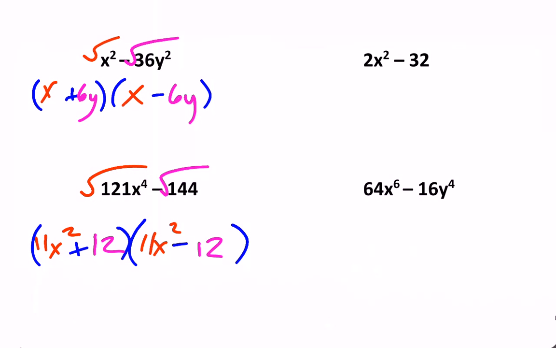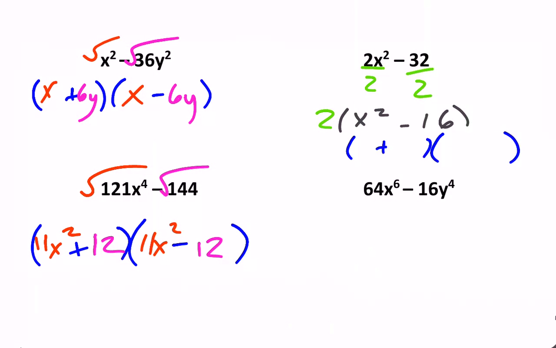My next problem does have a GCF, so I have a 2 that I can take out, and that leaves me with x squared minus 16. Now that x squared minus 16 is a difference of squares, so parentheses, parentheses, plus, minus, square root of the first would be x, square root of the last would be 4, and then I just need to put my GCF of 2 in the front.